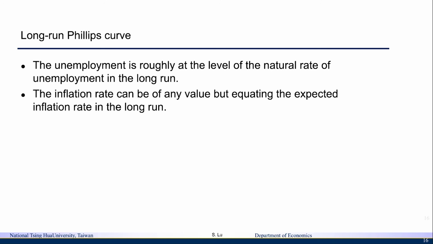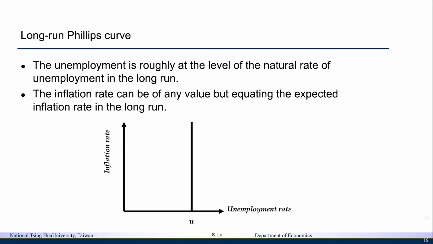However, in the long run, the unemployment rate will be roughly at the natural rate of unemployment, because in the long run we are ignoring the cyclicals. And in the long run, what people expect will be realized anyhow. Even though in the short run the Keynesian view believes that the actual inflation rate can deviate from the expected inflation rate, in the long run they will coincide. Therefore, the unemployment rate will go back to the natural rate of unemployment in the long run.